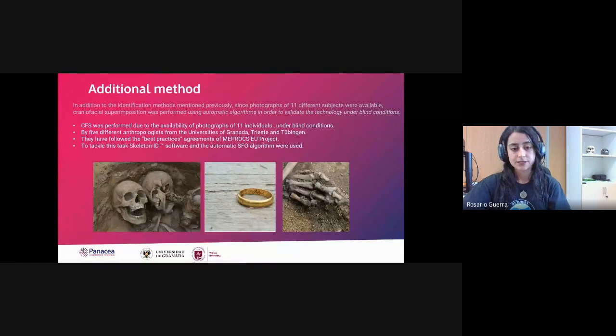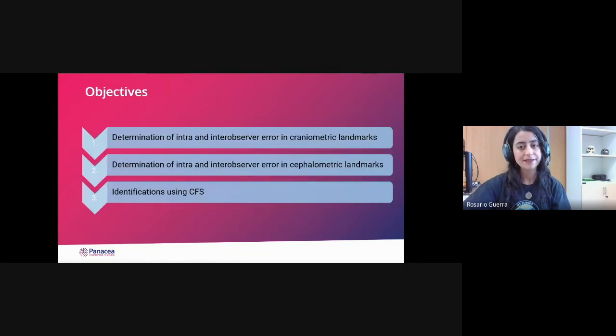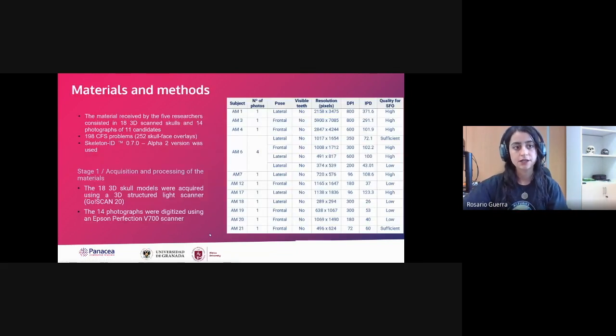To tackle this scenario, the anthropologists and researchers used Skeleton-ID software, which includes a series of tools and algorithms to aid the forensic expert in the identification process. The main objectives of the study were to determine intra- and inter-observer error in both craniometric and cephalometric landmarks, and to carry out the identifications using the craniofacial superimposition technique.